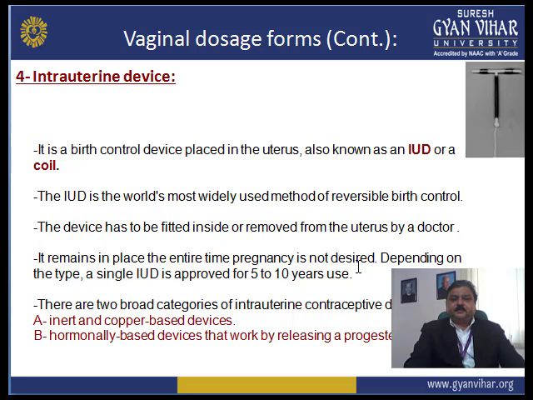Depending on the type, a single intrauterine device is normally approved for 5 to 10 years of use. Right? So there are two broad categories of intrauterine contraceptive devices. A is inert and copper-based devices, and B is hormonally based devices that work by releasing the progesterone.